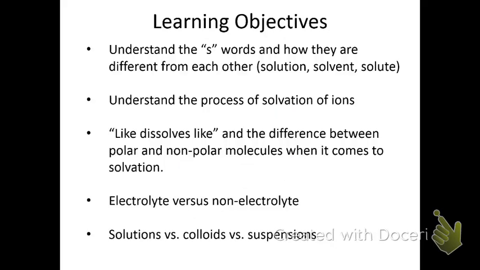The learning objectives today are to understand the S words and how they are different from each other. These words are solution, solvent, and solute. We're going to learn about the process of solvation again. We're going to talk about like dissolves like, something we talked about in chapter 8, talking about polarity. We're also going to quickly talk about electrolytes versus non-electrolytes. And then finally, we're going to end talking about the difference between solutions, colloids, and suspensions, which will dovetail or lead into the lab that you'll be doing either on Wednesday or Thursday.